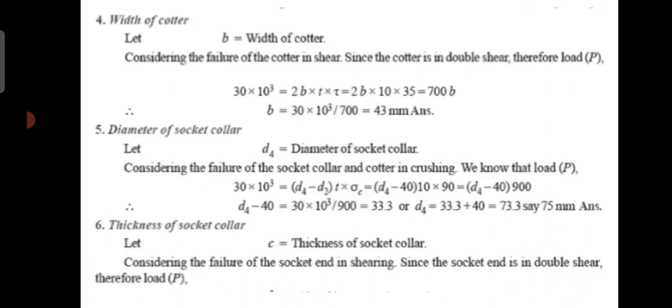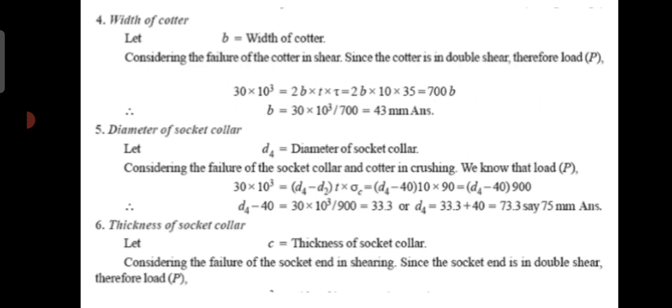Let small b equal the width of the cutter. Considering the failure of the cutter in shear, since the cutter is in double shear, P equals 2b into t into tau. Here we want to find small b. If you substitute all values, P equal to 30 into 10 to the power 3, t equal to 10, tau equal to 35, we can find small b equal to 43 millimeter.